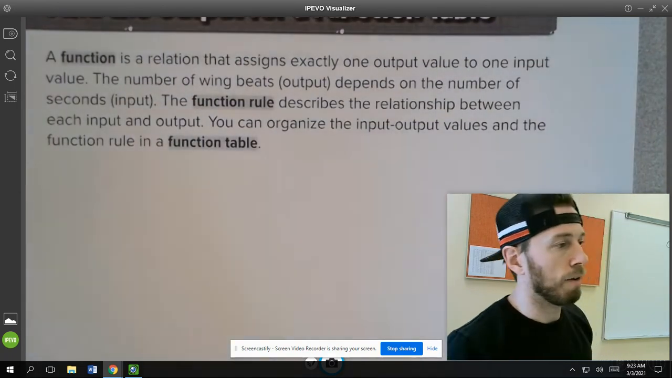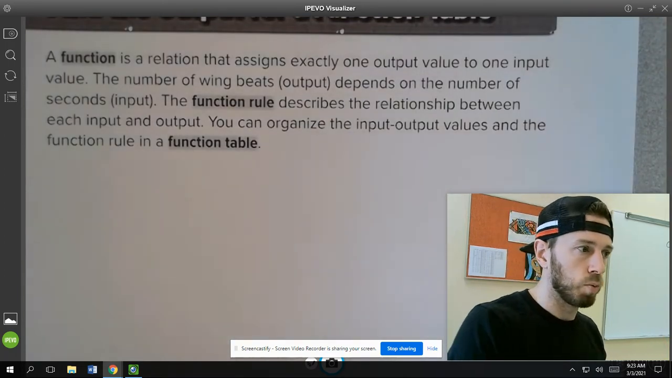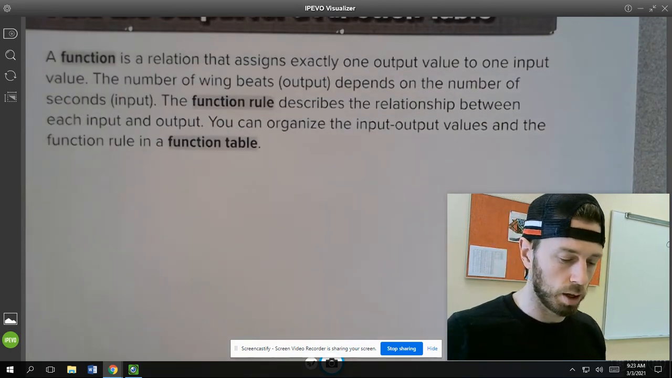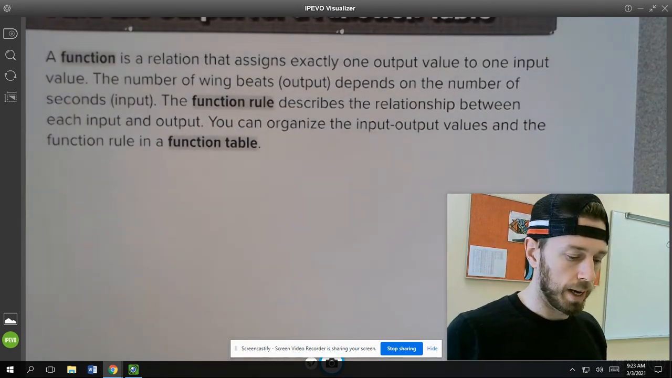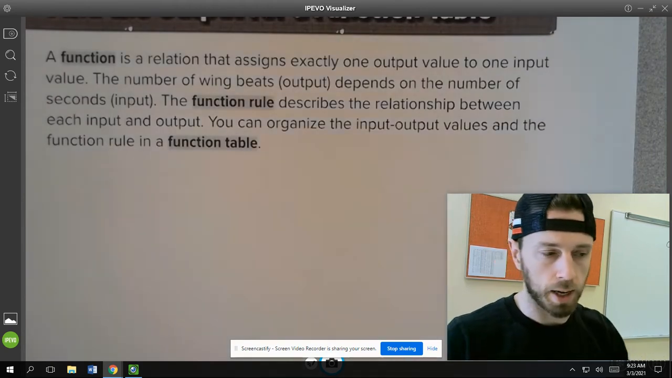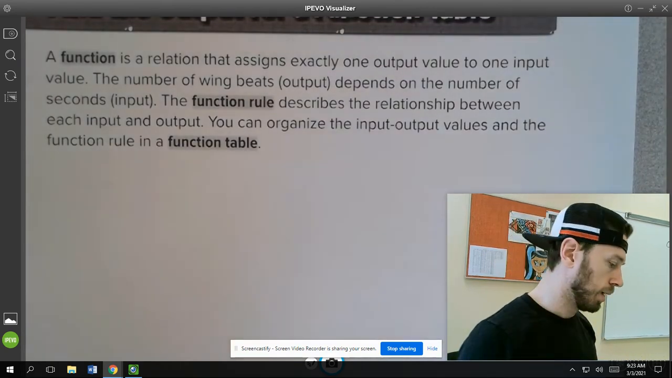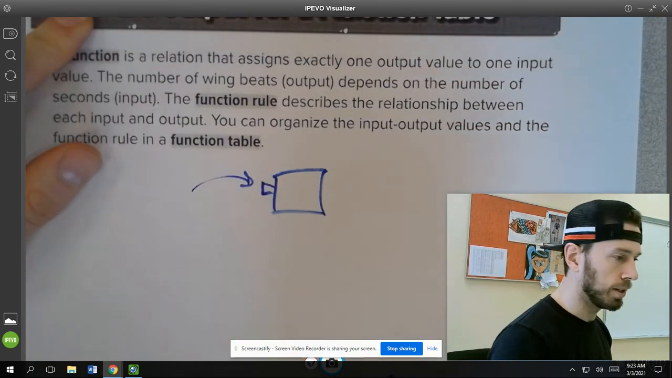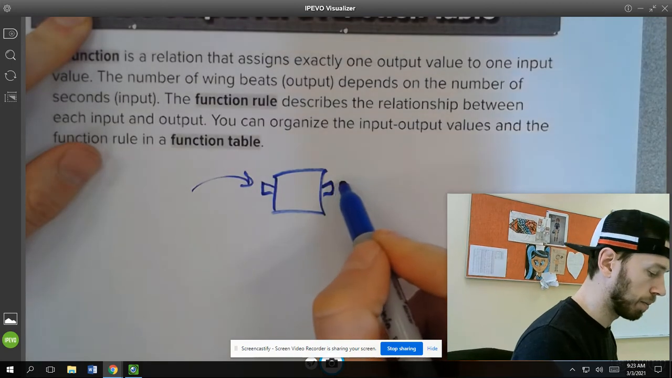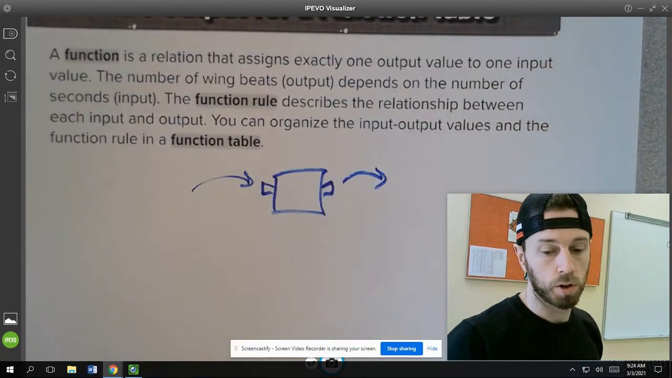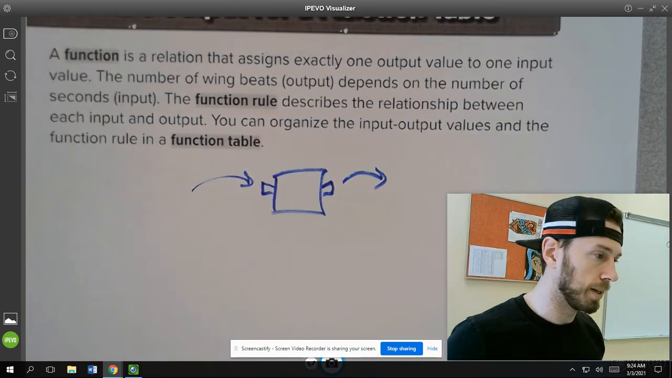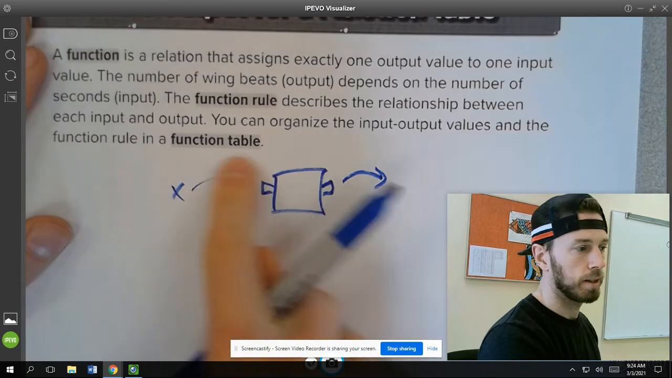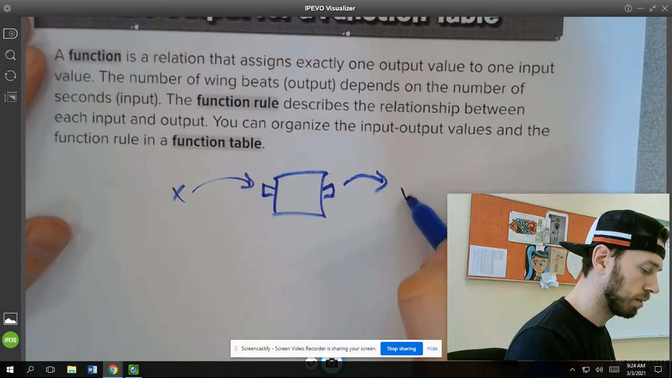A function is a relation that assigns exactly one output value for one input value. So basically, imagine a machine, and you put something in the machine, and then something pops out of the machine. Kind of like a box right here, right? You put something into it, and then something pops out of it. Could be anything. Let's say we put in the letter X into the input machine, and then out pops a Y.